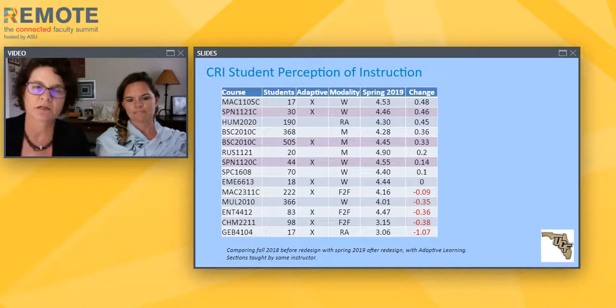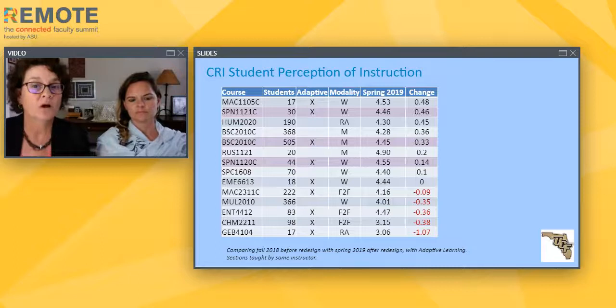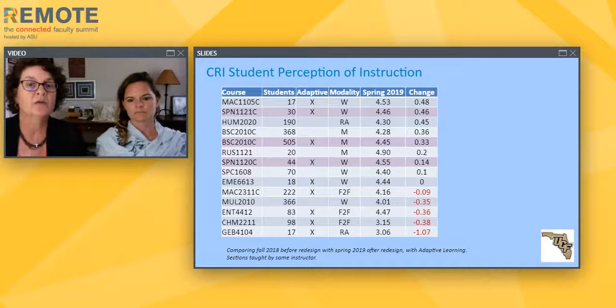This is what we call our evaluations, where our students actually fill out an instrument evaluating our teaching, the course materials, and the course overall. And you can see for Spanish 2, 1121, on a scale of 5, we went up almost half a point, which is pretty huge. In Spanish 1120 or Spanish 1, we went up 0.14 points out of a scale of 5 points.